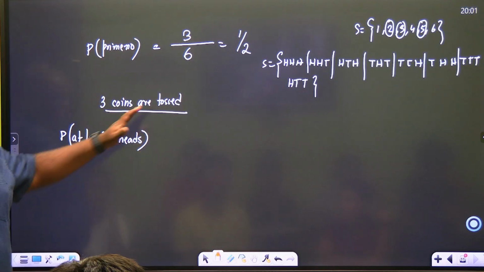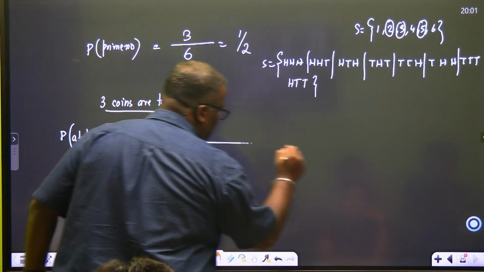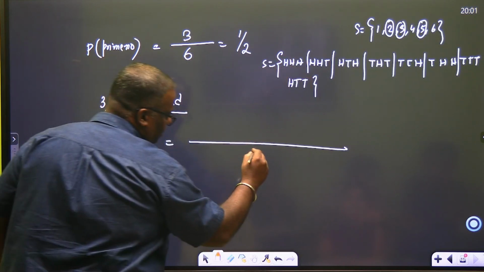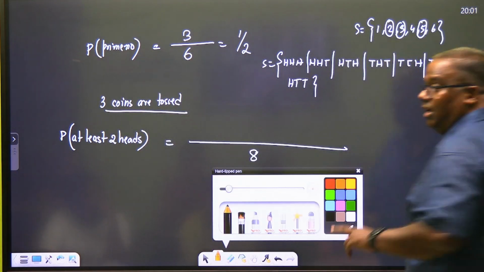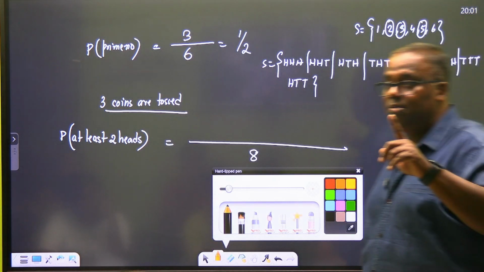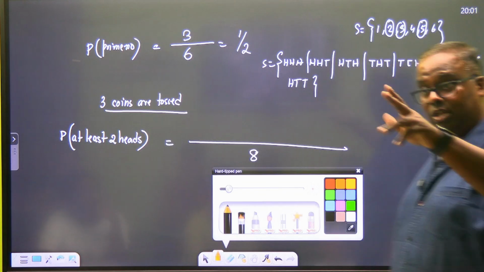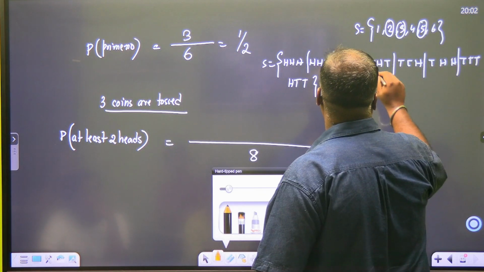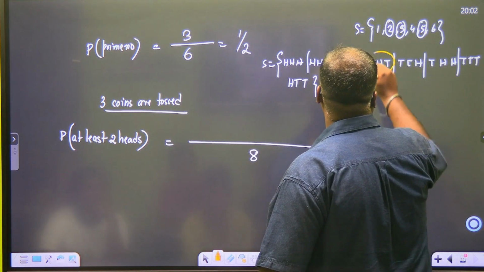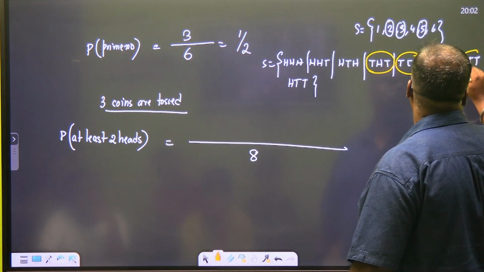Probability of getting at least 2 heads. Okay. So all possible कितना है? 8. At least 2 heads. अच्छा मुझे बताओ तो at least 2 heads मतलब क्या है? At least 2 heads मतलब 2 or more than 2, not less than 2. 2 or more than 2. ये qualify करता है? Yes. ये करता है? Yes. 2 or more than 2. ये qualify करता है? Yes.